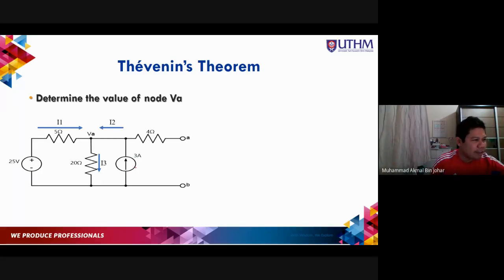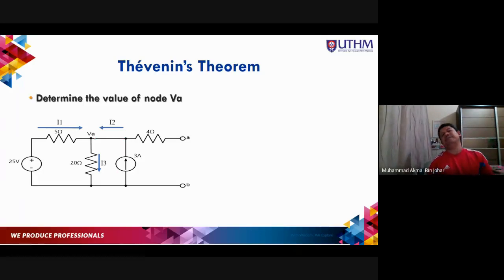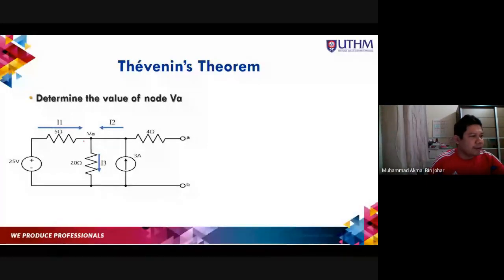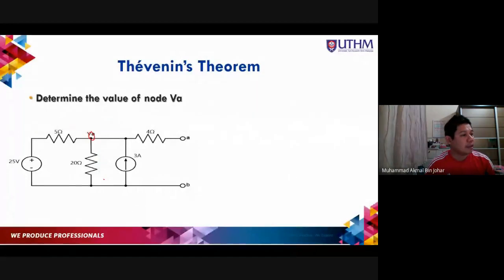Macam mana nak buat educated guess untuk ni pula? We have current source in this direction. Kat sini open circuit, so dia tak ada cara lain. Semua current ni akan pergi ke point B. So you will have I1 and I2 going into VA point.